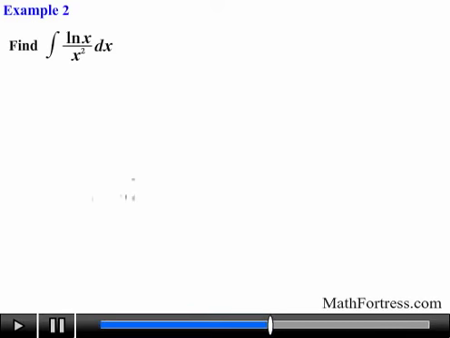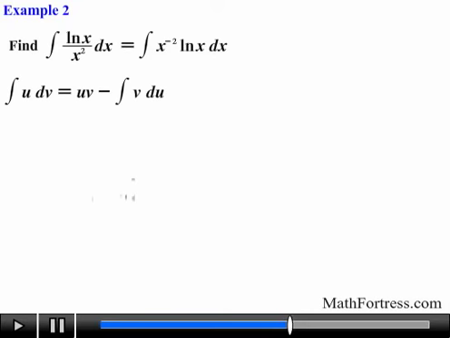Notice that we don't have a product of two functions. We actually have a quotient, but we can rewrite the function in the denominator by using a particular exponent rule. We can rewrite the rational function 1 over x squared as x raised to the power of negative 2. And now this integral can be rewritten as x to the negative 2 times the natural logarithm of x. Notice that we actually have a product of two functions. So now we can go ahead and apply the integration by parts technique to find the indefinite integral.